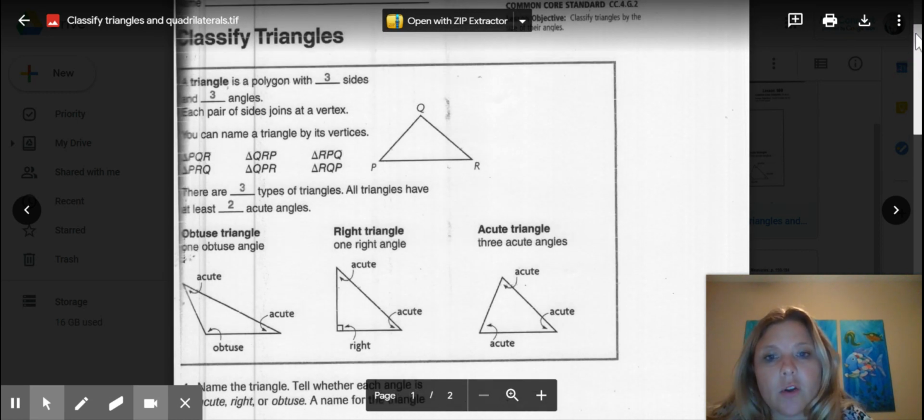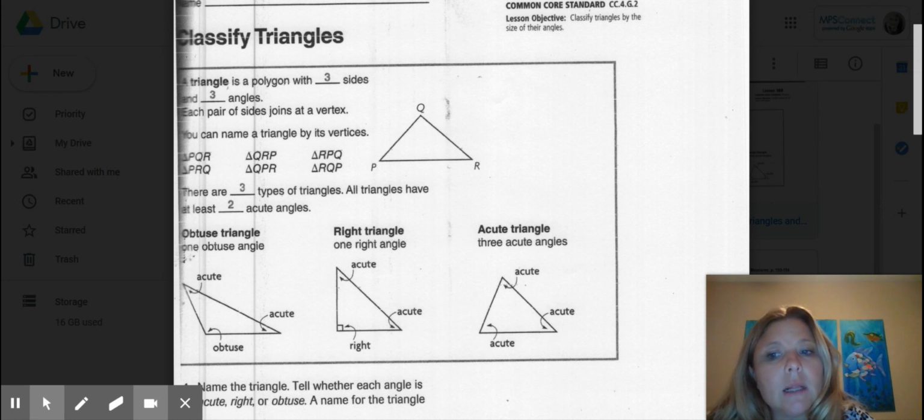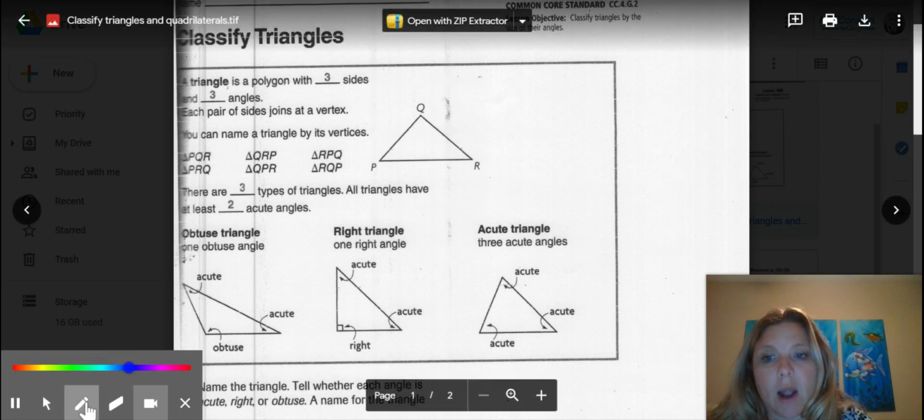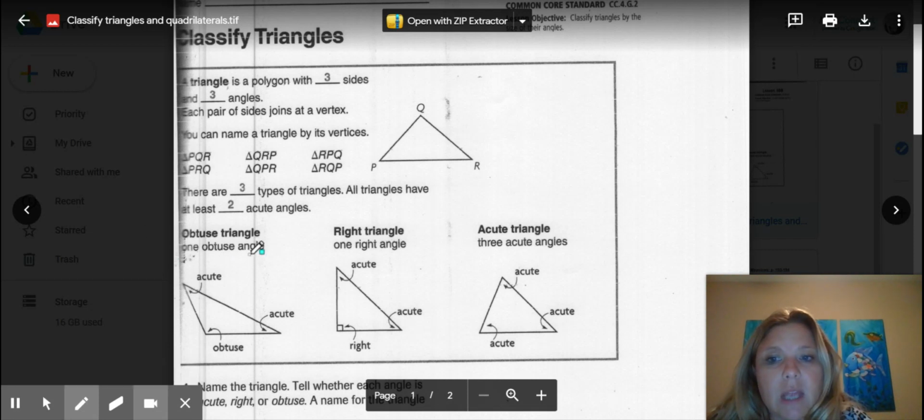The three types of triangles that we want you to refresh on are the obtuse triangle, right triangle, and acute triangle. Let's look at the differences between the different triangles. With the obtuse triangle, there has to be one obtuse angle. Remember, obtuse is larger than 90 degrees. So we have a tiny angle right here, and we have a tiny angle here. But then we look at this angle, and it is definitely larger than 90 degrees. That's obtuse. And since it has an obtuse angle, it is called an obtuse triangle.